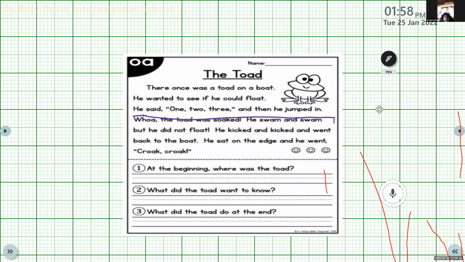Thank you, ma'am. You're welcome. The toad. There once was a toad on a boat. He wanted to see if he could float. He said, one, two, three, and then he jumped in. Very good. Well read, Alrina. Thank you, ma'am. You're welcome.